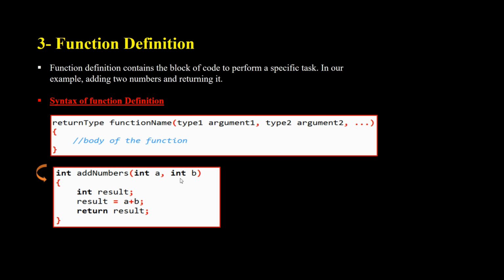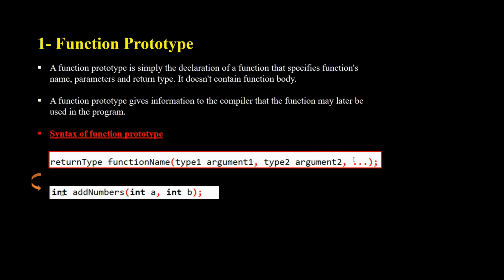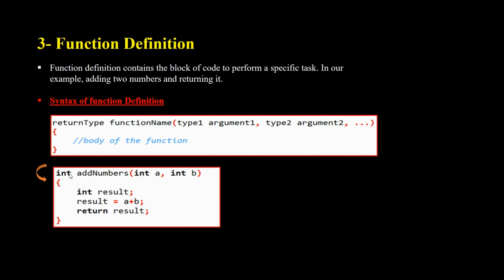This function definition line must be exactly the same as the function prototype. So, for example, in the prototype here, if we wrote int add numbers, int a and int b, in the function definition it must be the same thing. We cannot here change to float, otherwise we will get an error. Here we will write the body of the function, and here we have a return type.